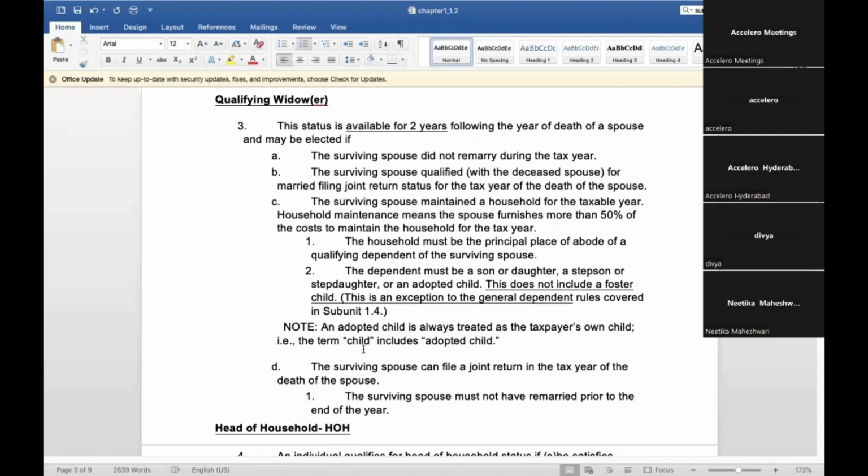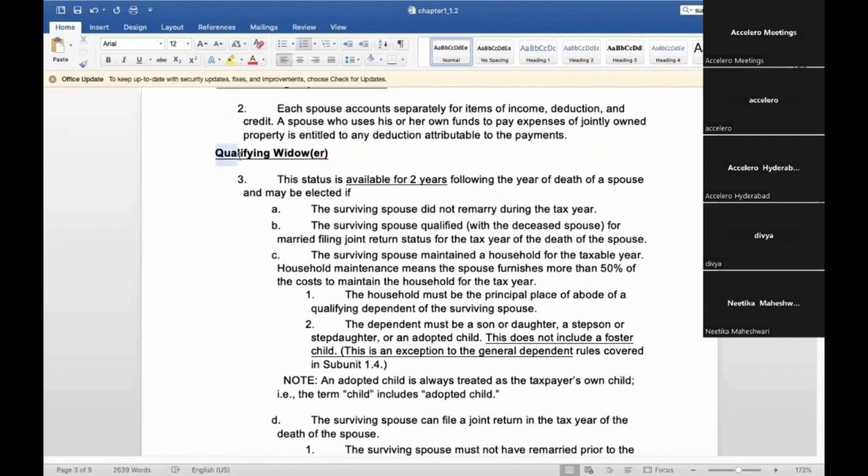Okay, let's go to the next one. There's one status called qualifying widower. Again, this status is given only when one of the spouses dies during the year. And this is a special status which is available only for 2 years following the year of death of the spouse. Okay, this is available only for 2 years. It's not like you can take this qualifying widower status for a long time. And this status gives some kind of benefits. It definitely has certain advantages. It's a kind of relief given to the surviving spouse.